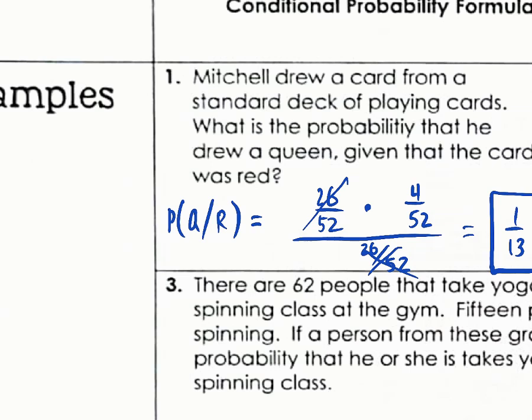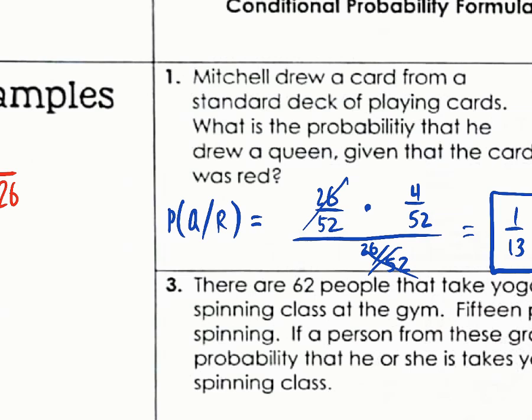So again, my focus first is on the given that, right? In my own brain, I start thinking to myself, how many cards are red? 26. So my bottom number is going to be 26, because I've narrowed this focus down. I'm not looking at a whole deck of cards now. I'm only looking at the red ones, okay?